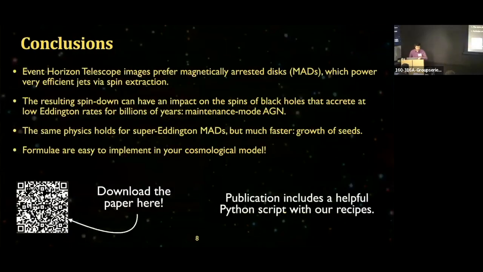So in conclusion, the Event Horizon Telescope is preferring magnetically arrested disks, MADs, which power very efficient jets via spin extraction. The resulting spin down can have an impact on the spins of black holes that accrete at low Eddington rates for billions of years, such as maintenance mode AGN. And the same physics will also hold for super Eddington MADs as well, but much faster, which could be relevant for the growth of seeds.